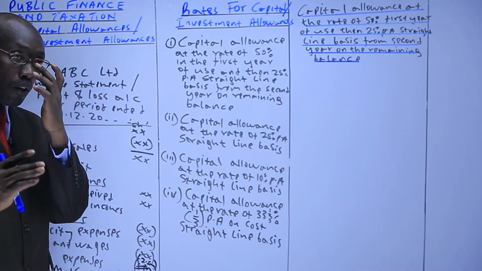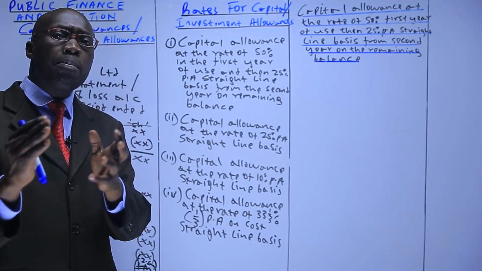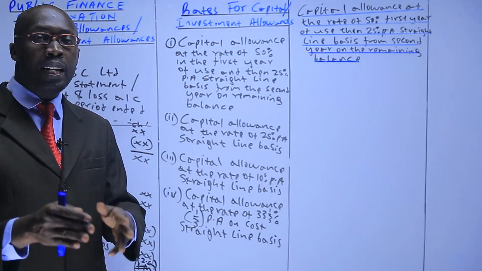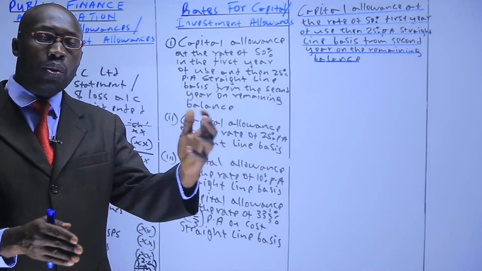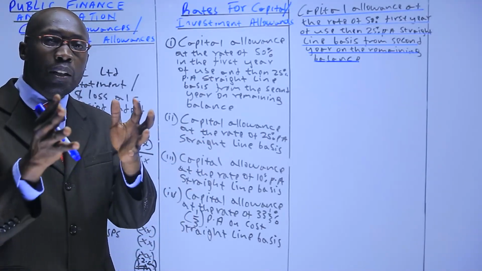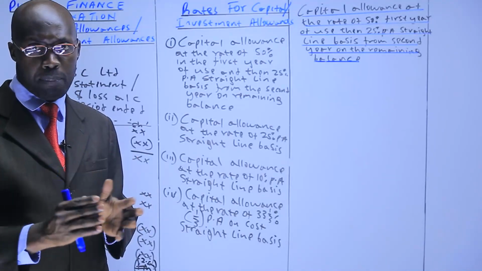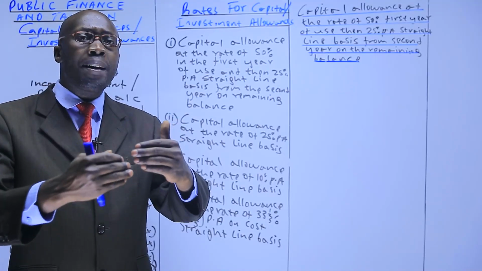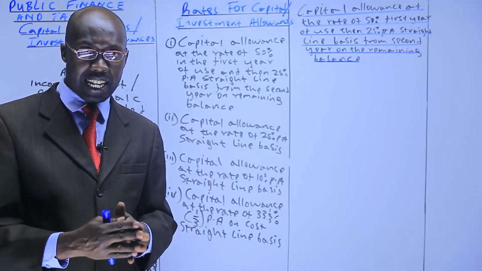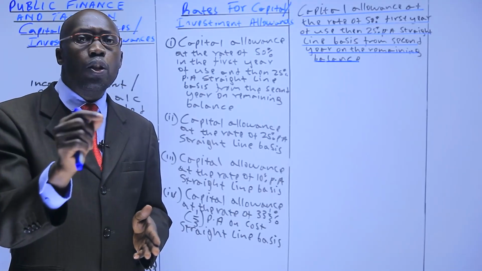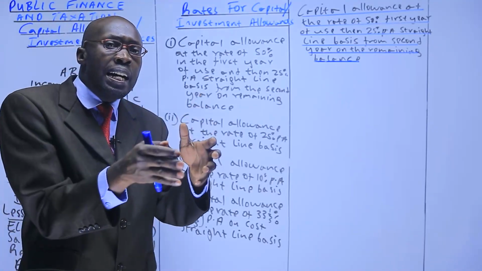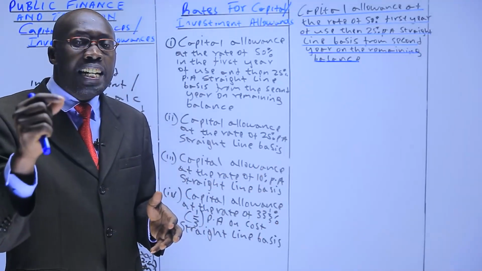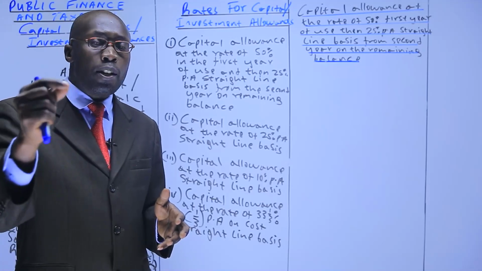And when you talk of 50%, it doesn't matter when it was acquired. If it was acquired at the beginning of the year, in the middle of the year, one day to the end of the year, it doesn't matter. As long as it was used in that year, you take 50%. And then that will mean that when you talk of now 25% per annum straight line basis from the second year, from the second year you'll be taking 25% of whatever remains after you have claimed the 50%. And then it should be every year per annum. Per annum means per 12 months.